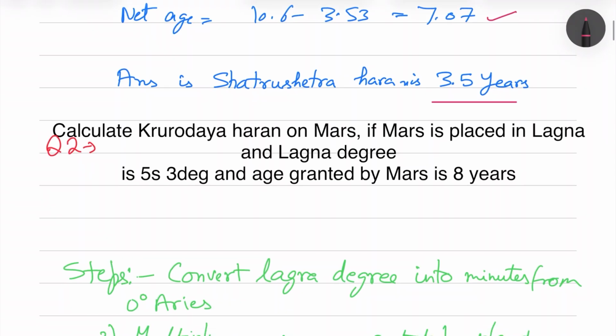Second question is, calculate the Krurodaya haran on Mars if Mars is placed in Lagna and Lagna degree is 5 sign 3 degree and age granted by Mars is 8. Krurodaya haran applies to any planet which is placed in the Lagna if it is malefic, placed in an inimical sign.